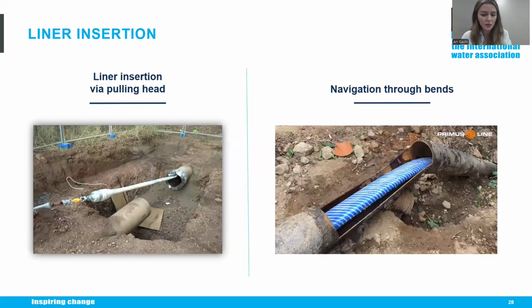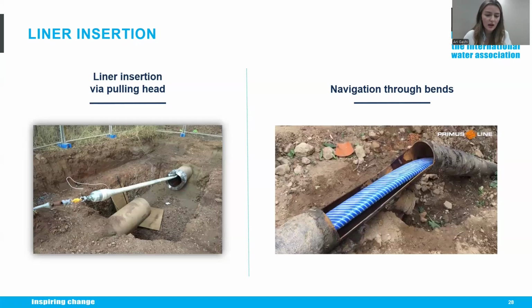And the next step would be the actual liner installation. We use a pulling head attached to the front end of the liner, as you can see there. It is pulled through the existing host pipe by a controlled winching process. Even pipelines containing several bends, as you see in the second picture, can usually be rehabilitated without excavation. And throughout the installation, the pulling forces are continuously monitored to ensure safe handling of the liner.